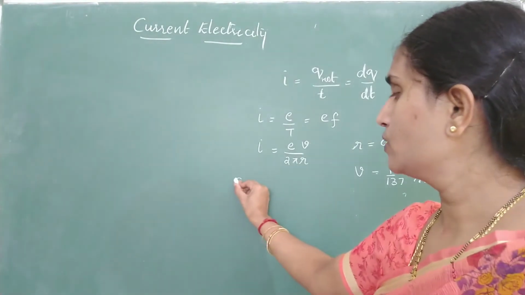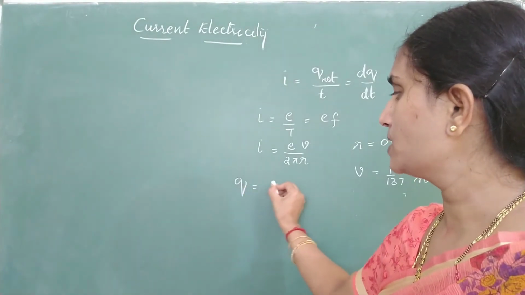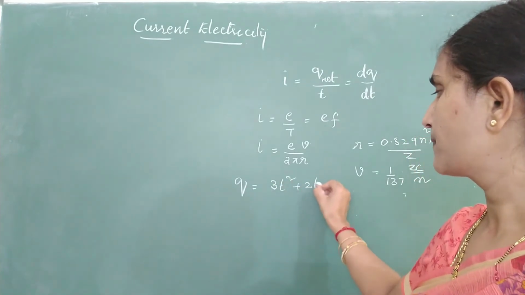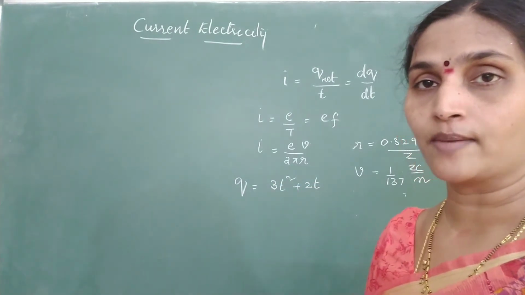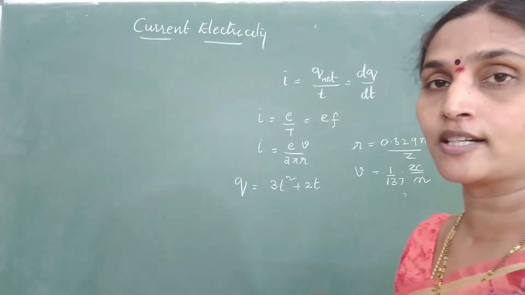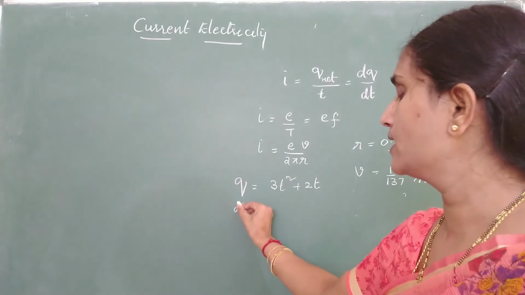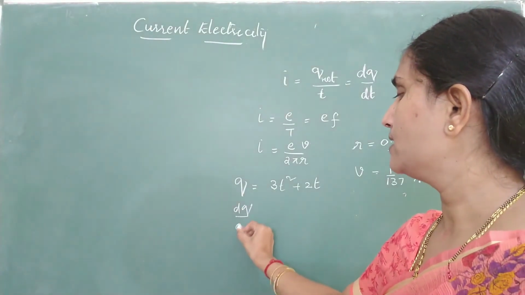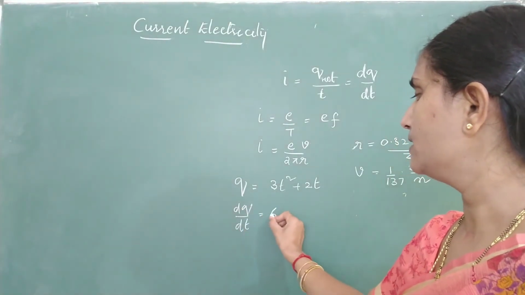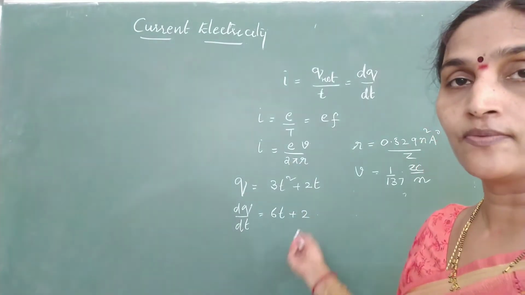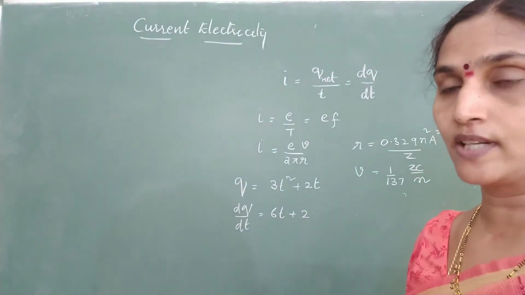Or they may give you how charge is varying with time. Say if charge varies according to the relation, charge as a function of time is given. Then how to calculate the current? We know current is dq by dt. Differentiate this relation, dq by dt will be 6t plus 2. And if time is given, substitute the value of time.